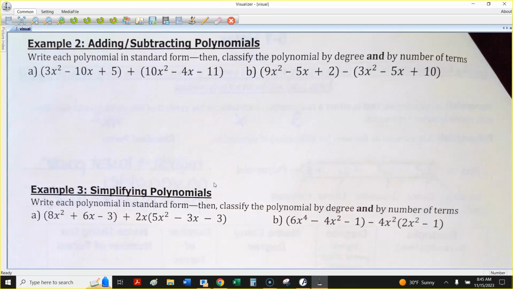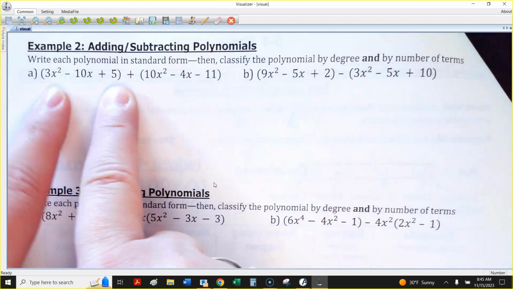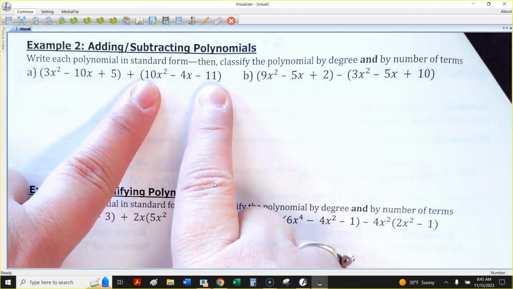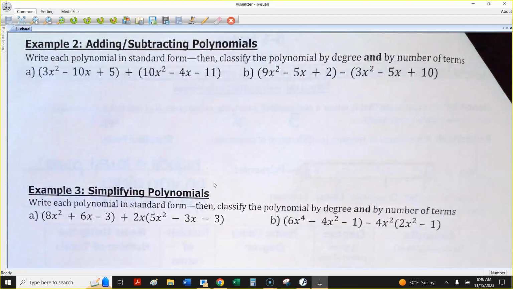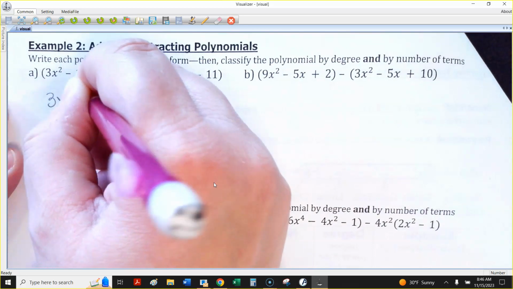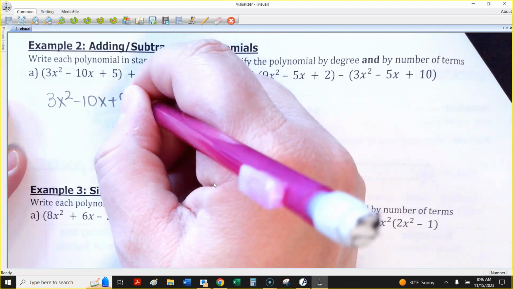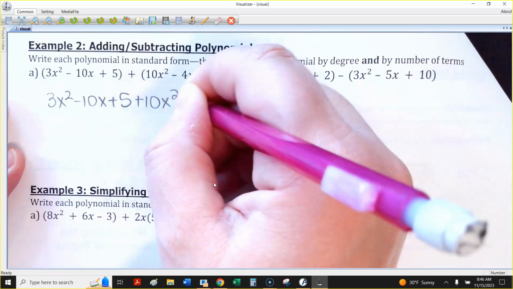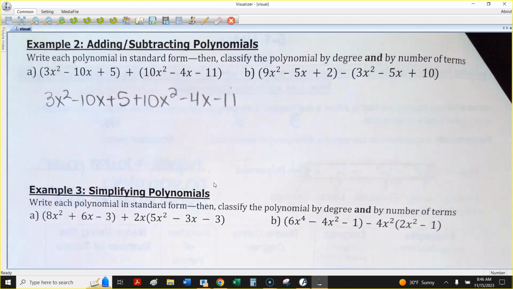That's all we're doing. If you are adding polynomials together, so just, I've got 3x squared minus 10x plus 5. I'm going to add 10x squared minus 4x minus 11. We're just going to drop the parentheses. If you've got just adding, nothing in front of the parentheses, nothing like that. We are literally just going to add these together. And if you want to, just go ahead and add right from the parentheses. That's totally fine too. I'm just going to copy it down real quick. Just adding doesn't change any signs, doesn't distribute anything, nothing, just drop the parentheses, combine like terms.